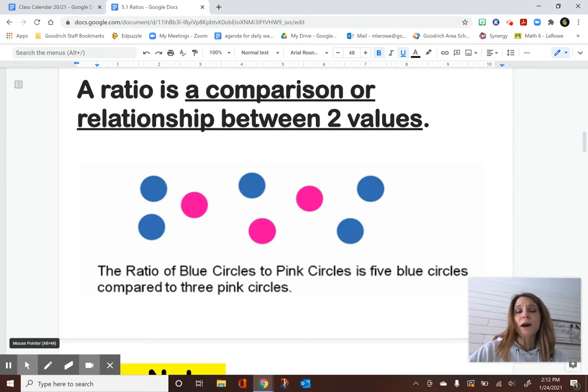If we were doing a canned food drive and we had a comparison between 6th grade cans brought in versus 7th grade cans brought in versus 8th grade cans brought in, all of those comparisons of which grade level has the most right now, which has the least right now, represent a ratio. So here they tell us that the ratio of blue circles to pink circles is 5 blue compared to 3 pink.